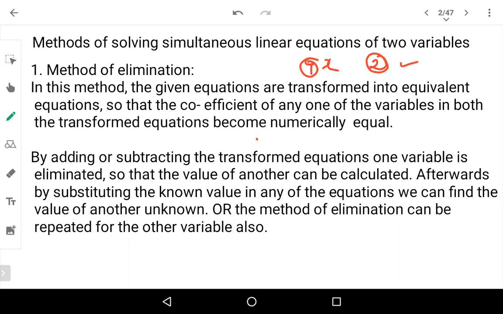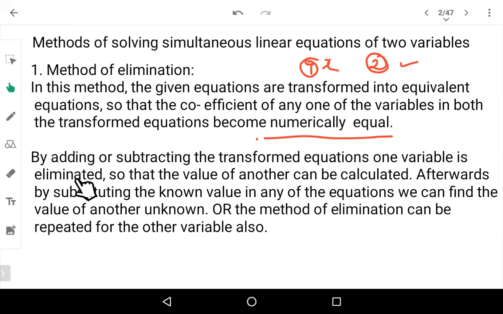So if you see here, they have given numerically equal. Once you make them numerically equal, then it will be easy for you to either add or subtract the equations. We are going to either add or subtract. How do we know when to add and when to subtract? We will understand while solving the problems. So by adding or subtracting the transformed equations, one variable is eliminated.